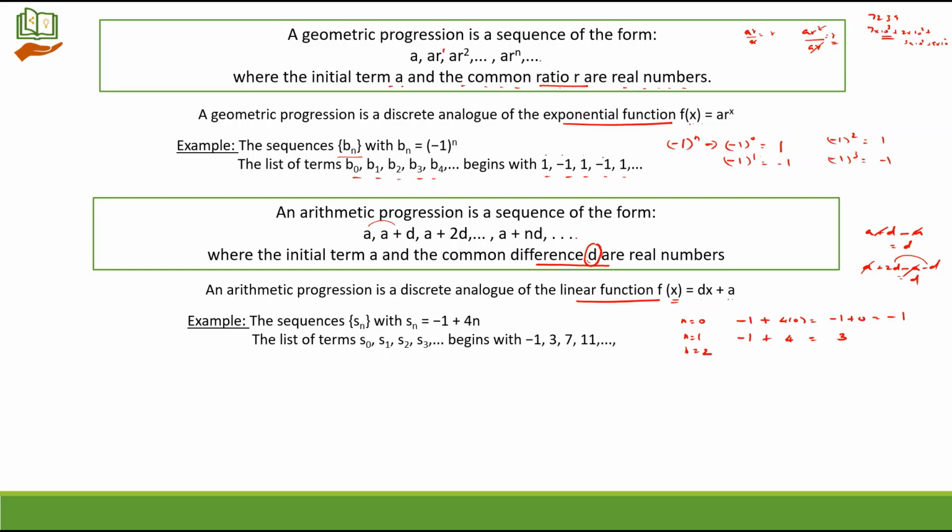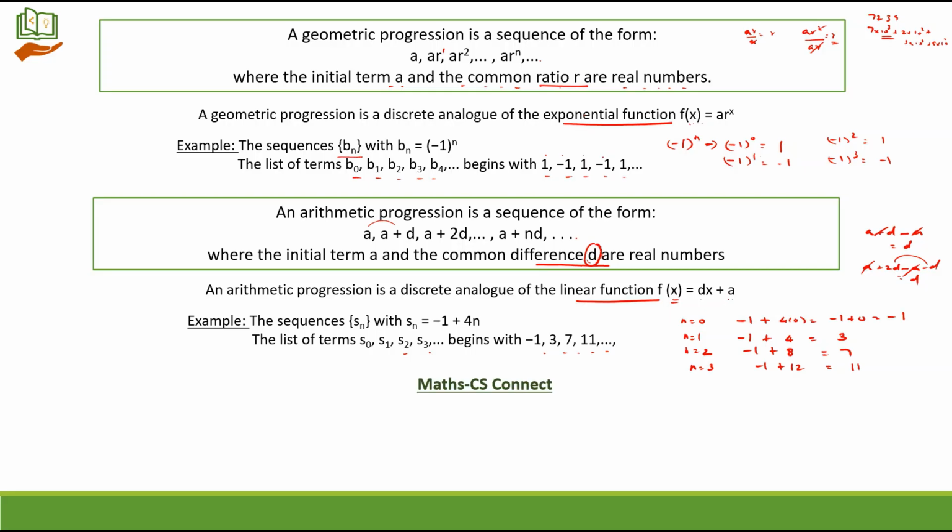When n is equal to 2, minus 1 plus 4 into 2, which is 8, will give you 7. When n is equal to 3, minus 1 plus 4 into 3, which is 12, will give you 11. So for the first 4 terms, they have given 4 values here in the sequence. This is how we will be computing. Actually, what we are doing here is supplying values to a particular function and finding the subsequent terms in the sequence.